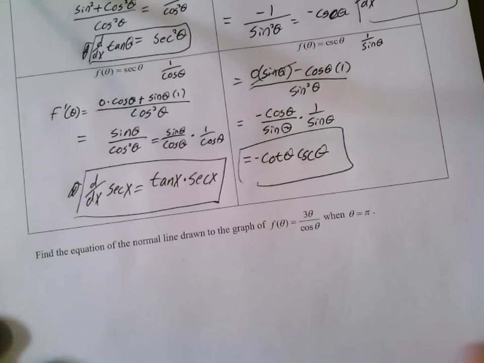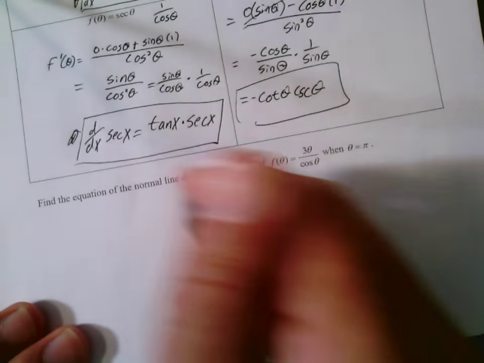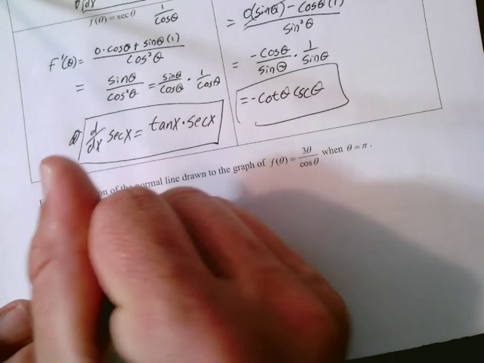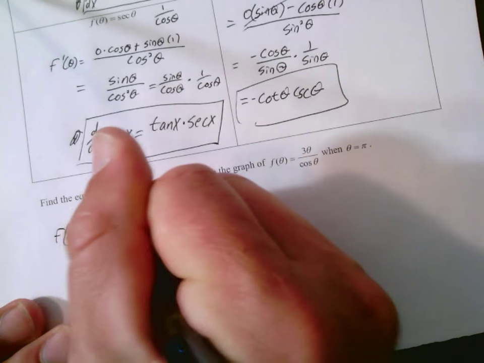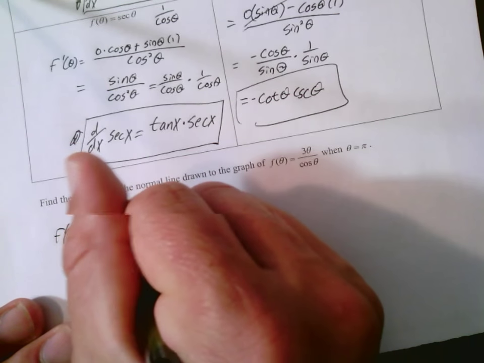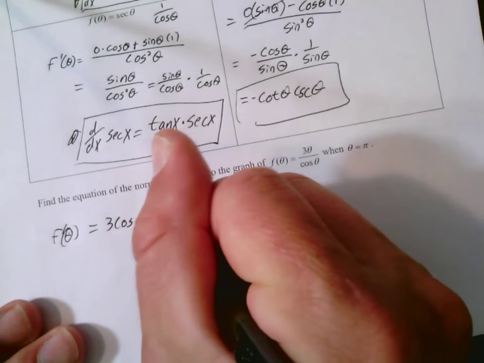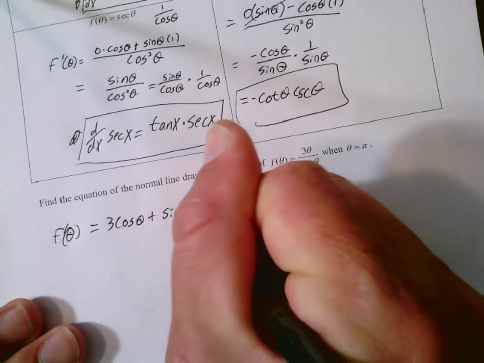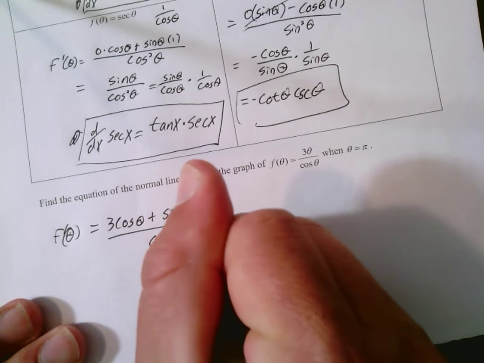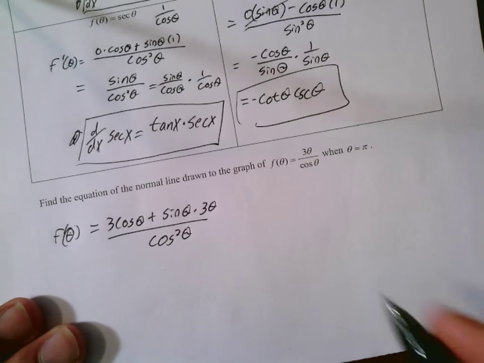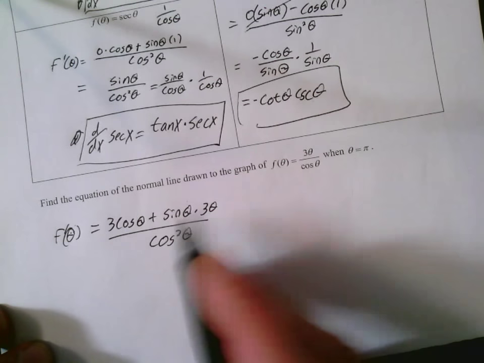Another example. Find the equation of the normal line. So the derivative of the top is 3, times cosine theta, minus the derivative of cosine, which is minus sine, changes that into a plus, all over cosine squared theta. Feel free to simplify that more if you want. I'm not going to. I'm just going to plug in my theta.